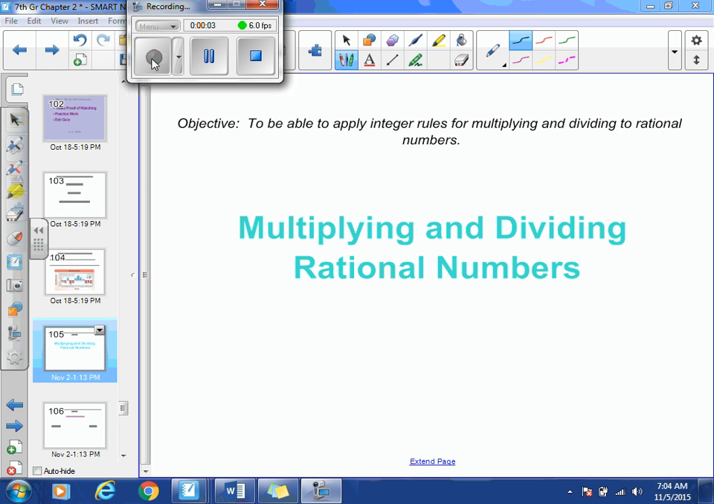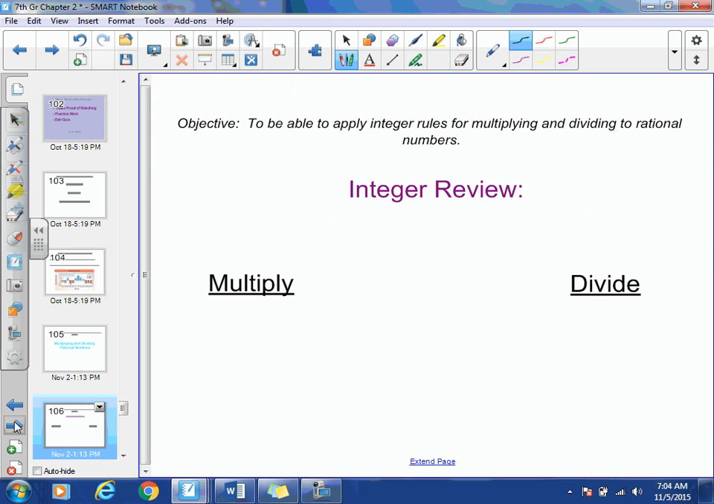Your goal when watching this video is to take the rules that you learned for multiplying and dividing integers and apply them to other rational numbers like fractions and decimals. Okay, so quick review. When you multiply two numbers that have the same sign, like 6 times 2 or negative 6 times negative 2, you are going to get a positive answer.